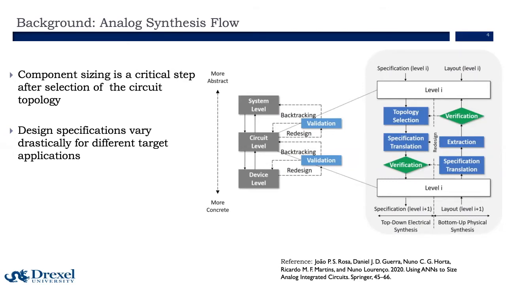And in most cases, the design specifications can be drastically different for different target applications. As an example, in some situations, we would target a low power application, while in other cases, we would go for higher performance, like higher gain bandwidth product, and so on and so forth. So really, analog circuit sizing has to adjust for the different specifications to be successful.